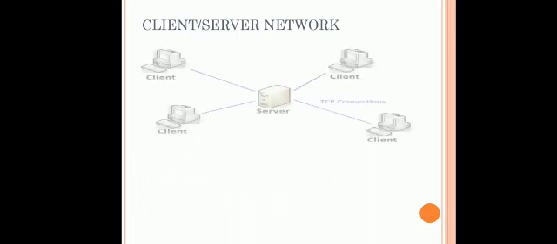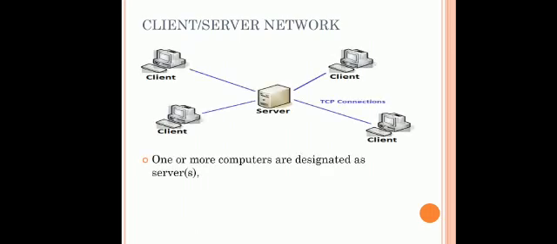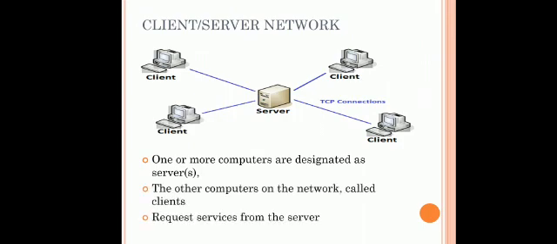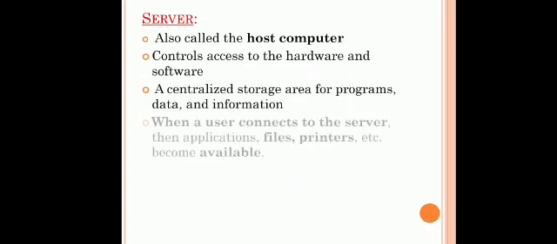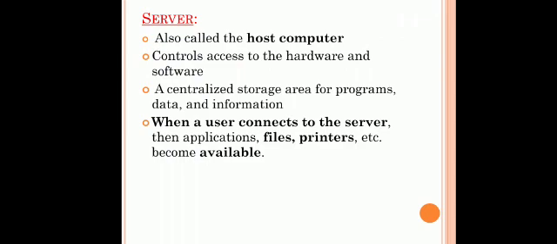Client-server network. In a client-server network, one computer, or one or two more computers, act as a controller of resources, and whenever you have to access the resources or the data, you have to send a request to the server. Then that server, after processing your request, gives access to the data and information. The server is also called the host computer, which controls your hardware and software, and when you're connected to the server, you can access its applications, its files, and whatever resources are available there.